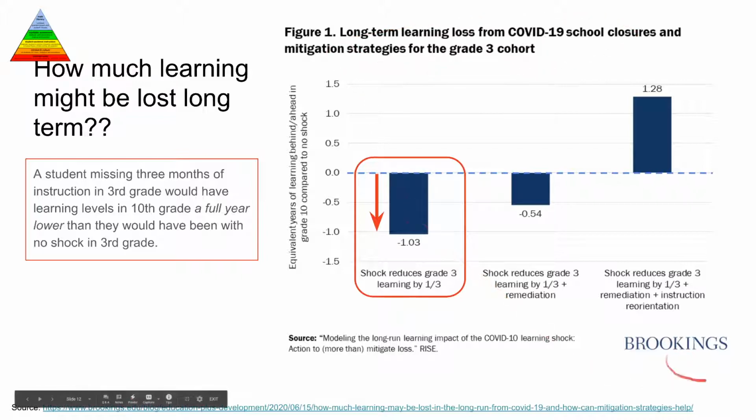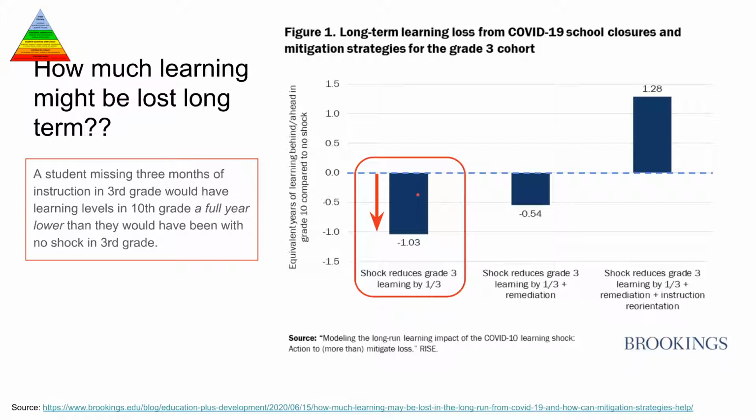This is the Brookings Institution. They've done some modeling to anticipate the learning loss that our current kids are going to experience, based on the experience of Pakistan and Hurricane Katrina. And here's the bad news. What they noticed is that a student missing 3 months of instruction in third grade, by the time that student reaches 10th grade, will be a full grade lower than they would have been had there been no shock in the educational system. That sounds pretty disheartening.